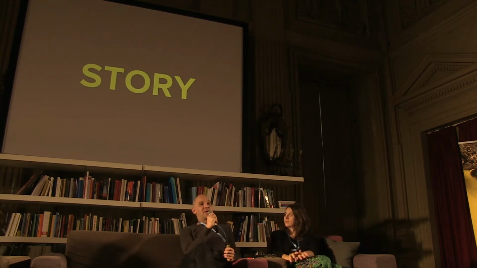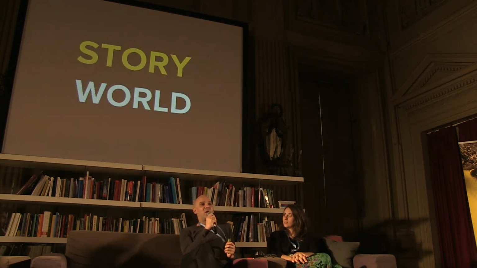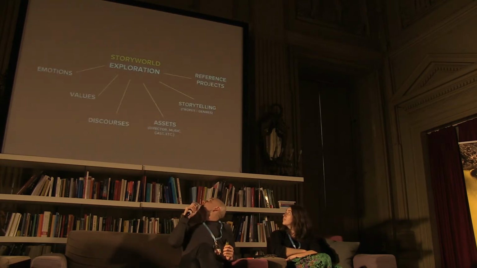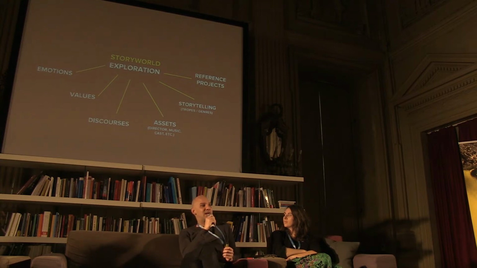So we start with a story, and we think of story worlds rather than of stories, because we believe that a story is much more than a narrative that starts at A and ends at Z, but has a lot of different things to it. So the story world exploration refers to emotions, to values, to discourses, to assets like director, music, scenography, but then also how the story is told, what kind of genre it is, what kind of story tropes are used, and obviously also what kind of reference films we can think of when we think of that story.